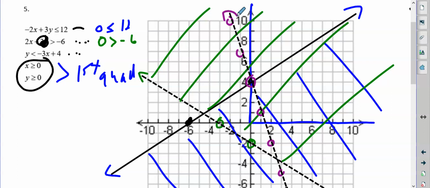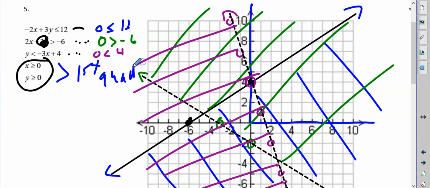I can test 0, 0 again. So 0 less than, 0 makes the -3 go away, 4. Is 0 less than 4? Yes, it is. So I'm going to shade left of this dotted line. So where's my overlap area? It's left of this line, it's upright of this line, and is below this line. So it is this triangular area right there.